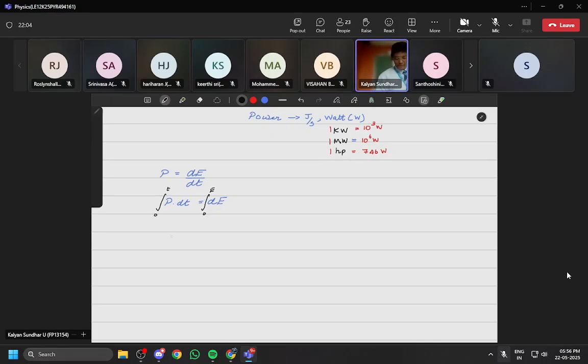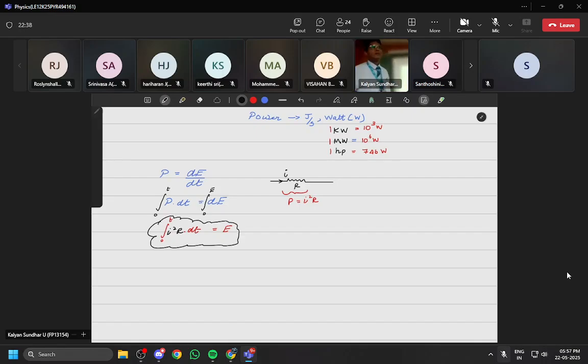I can write P as I square R when it's passing through any one of the resistors. Let me take this as a resistor, and current I passes through it, and it has a value of R. There is a power being developed here, of the value I square R. So I can write I square R into dt, which will be equal to the integration from 0 to t, and in total it is E. This is the energy which is going to be developed.